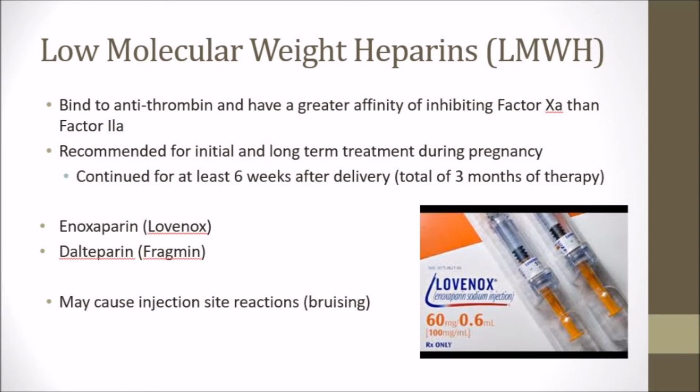Low molecular weight heparins bind to antithrombin, or AT, and have a higher affinity for inhibiting factor 10A more than factor 2A. It's recommended for initial and long-term treatment during pregnancy and is usually continued for at least 6 weeks after the delivery. The two low molecular weight heparins are enoxaparin or Lovenox, and dalteparin or Fragmin, and they may cause injection site reactions or bruising because they are injectables.